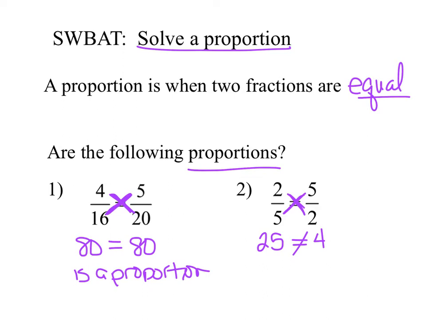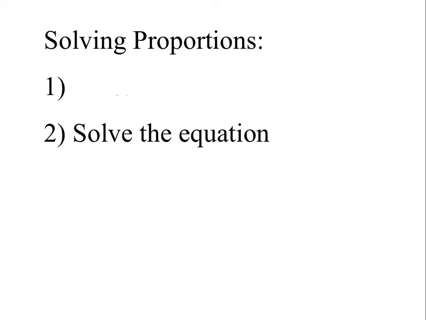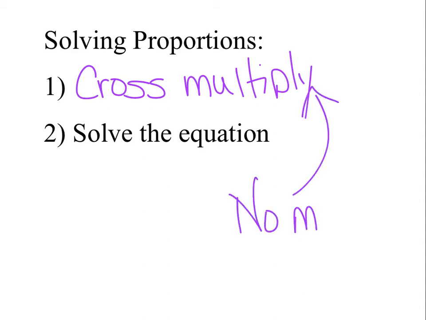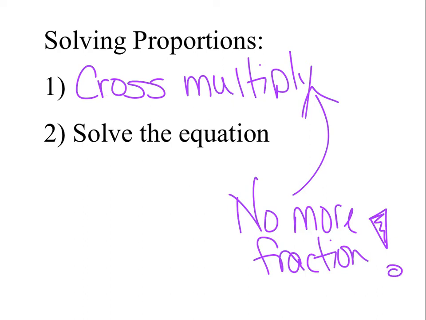I know, you're excited. So when you're solving proportions, your first step is to cross multiply. When you cross multiply, there is no more fraction. I need you to be aware of this. The fractions go away. So please, you shouldn't have a fraction left.